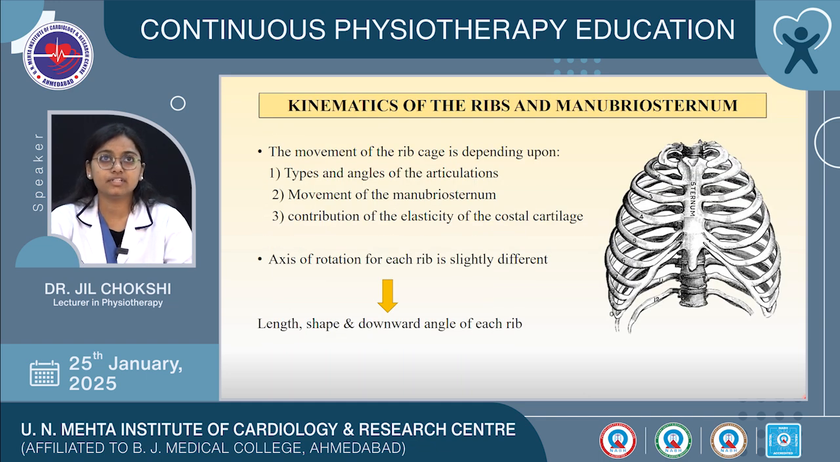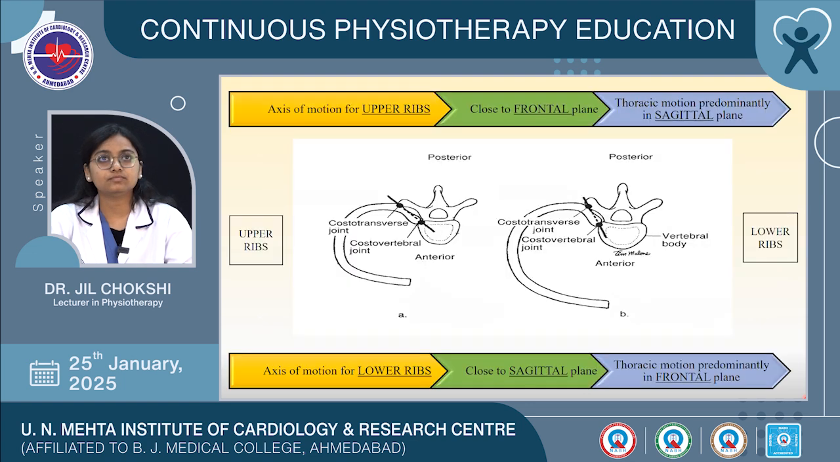Now we'll start with the kinematics of the ribs and manubriosternum. The movement of the whole rib cage depends upon the types and angle of the articulations, movement of the manubriosternum, and the contribution of elasticity of the costal cartilage. The axis of rotation for each rib is slightly different due to their different length, shape and the downward angle of each rib.